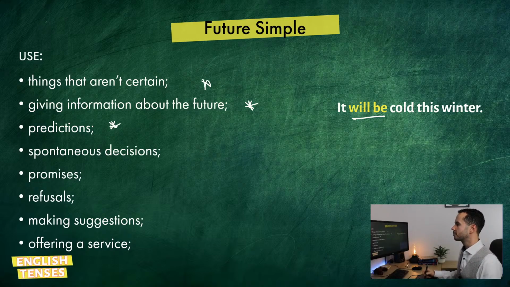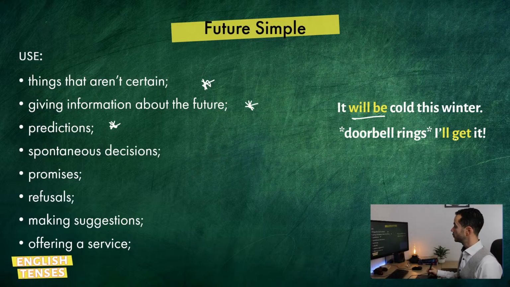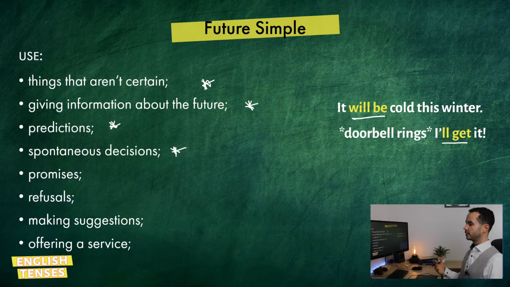It's also kind of related to the fact that things aren't certain, because if I say it will be cold this winter, I don't know for sure whether this is the case. So it could be that it's not going to be cold, but I think it's going to be cold. Another example is when the doorbell rings and I'll get up and say, I'll get it. We use future simple here because this is a spontaneous decision. Right, so I just spontaneously decided, well, I'll go and get the door. I'll open the door.